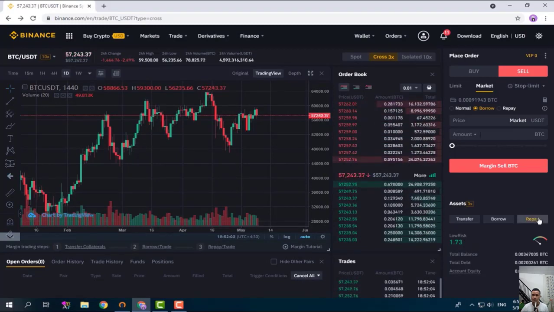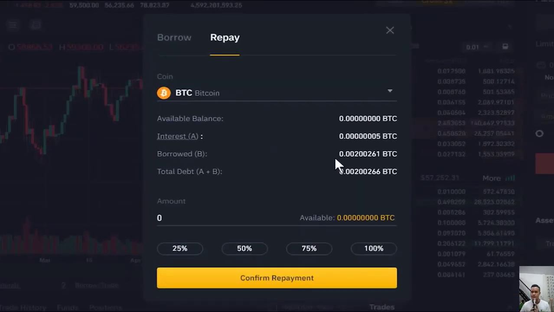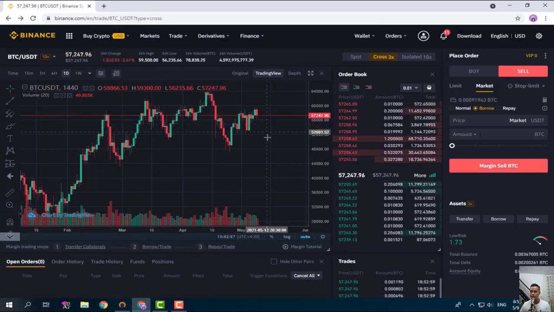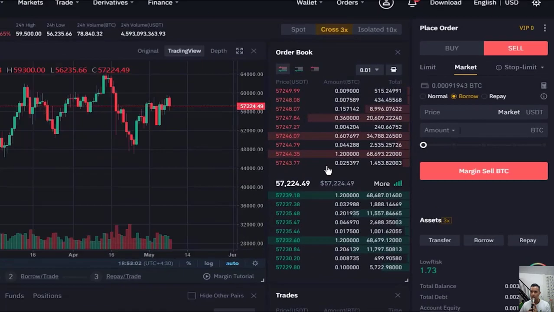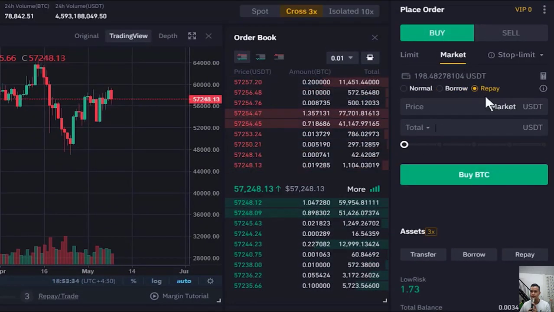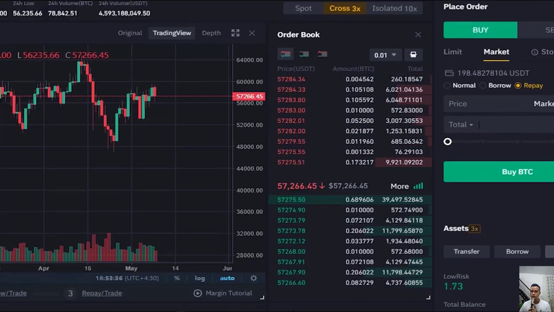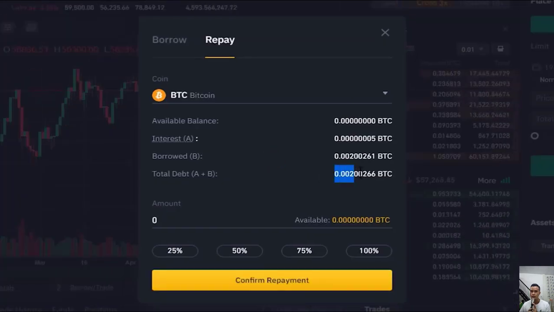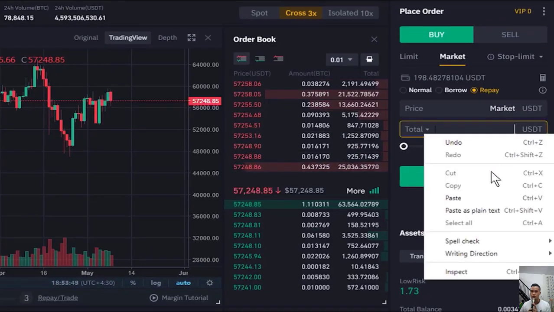If we click on repay, we can see that it shows we borrowed 0.002 BTC, so we need to buy 0.002 BTC plus the interest to repay this debt. Now consider that the Bitcoin price declined and we want to buy BTC and repay our debt. So we go to the buy tab, market order is selected, we select repay, and for the amount to buy, I click on repay again. I just copy this amount and paste it here.